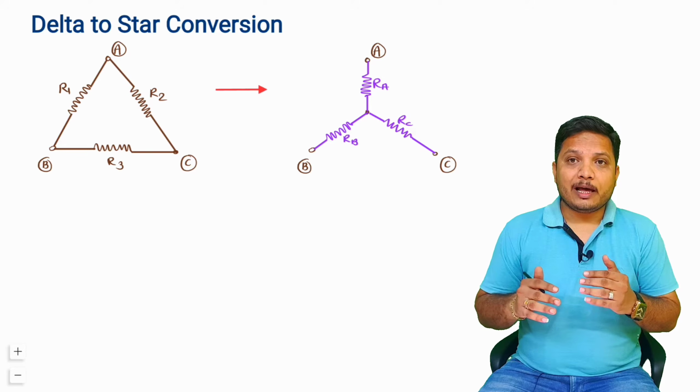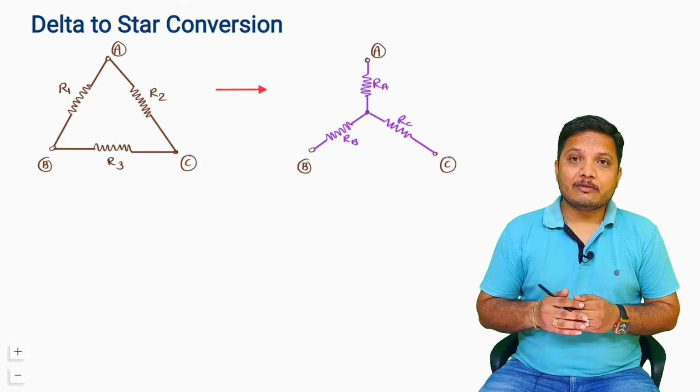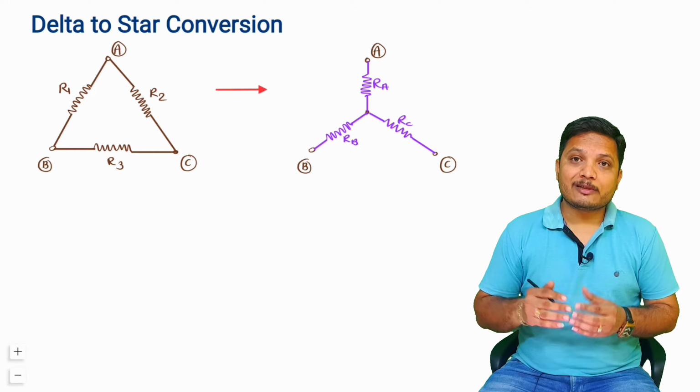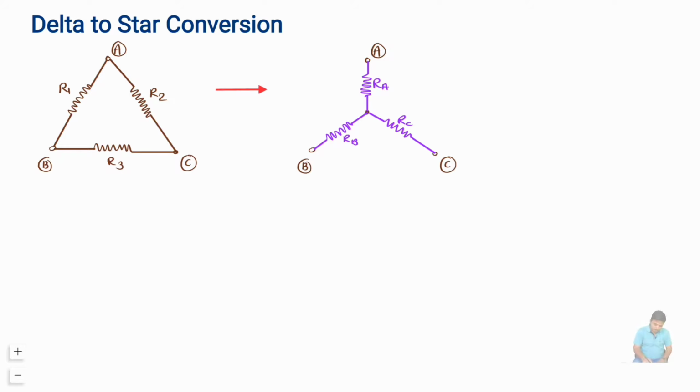So before I explain you delta to star conversion, one should know what is delta network and what is star network. So let us see this first. If you observe over here, we have delta network. It is referred as delta network. The reason is it is there in triangular pattern. So when network elements are connected in triangular pattern, you can say that that is delta network. This delta network, that is also referred as pi network.